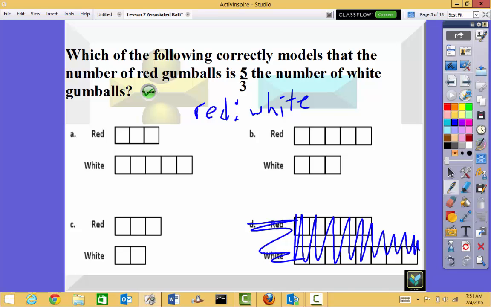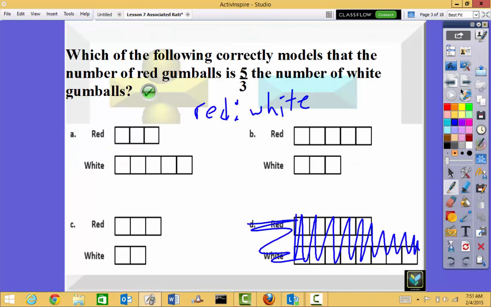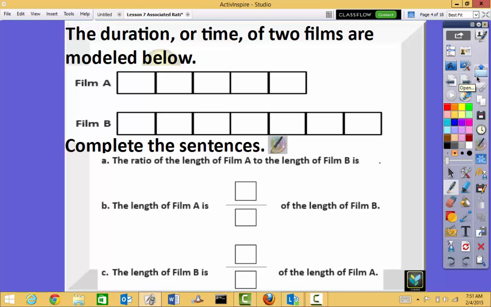And then check to see if you got that right answer. So hopefully you got the last one correct. If you didn't, the correct answer you can come back and review. So here's our next problem.